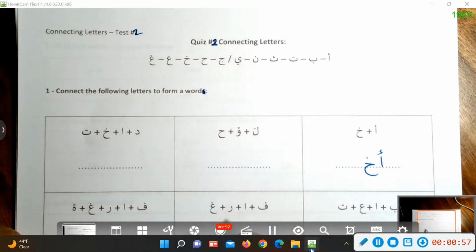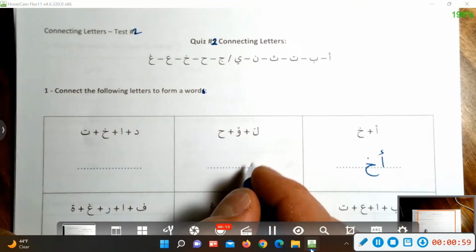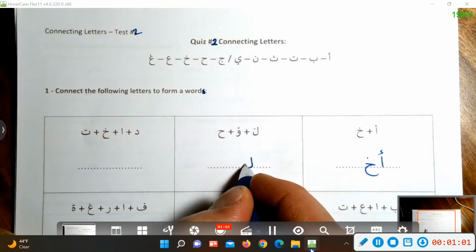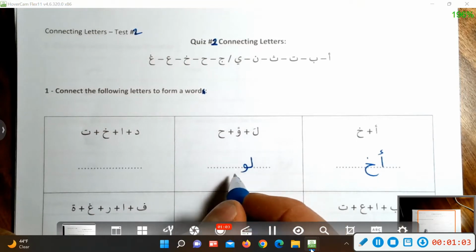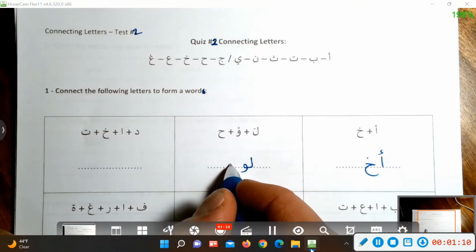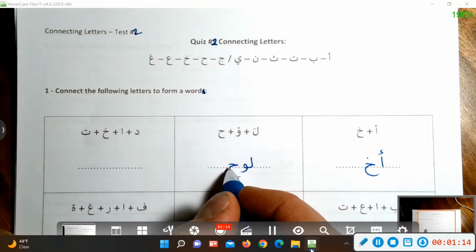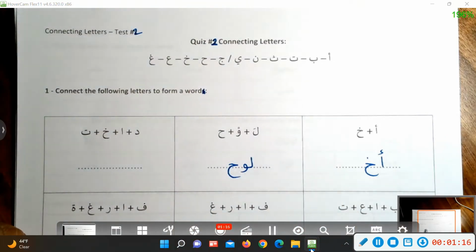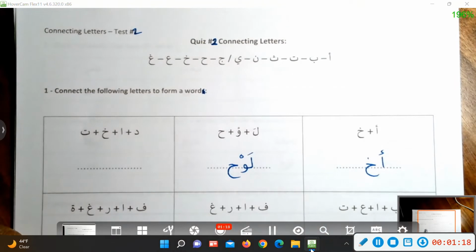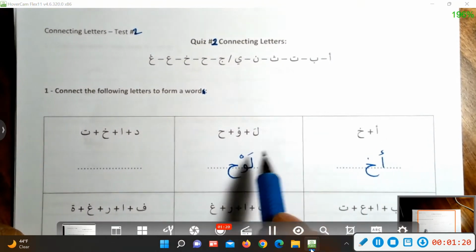Second word, Lawh. So this is Lam. Waw goes under the line. The head is over the line, and the body is under the line. And then Ha over the line, only the head over the line. The tail is under the line. Fatha, Sukun.